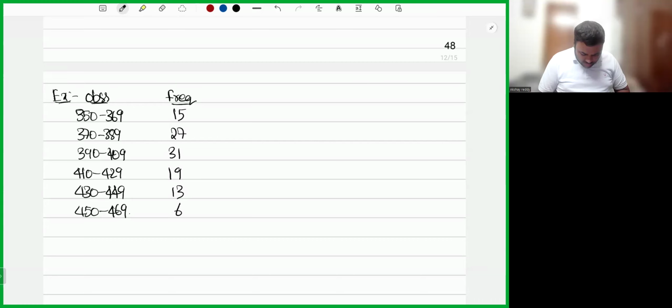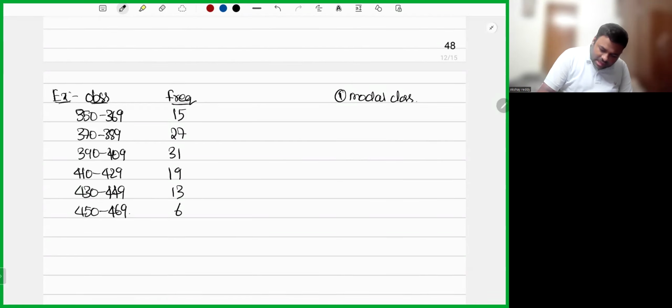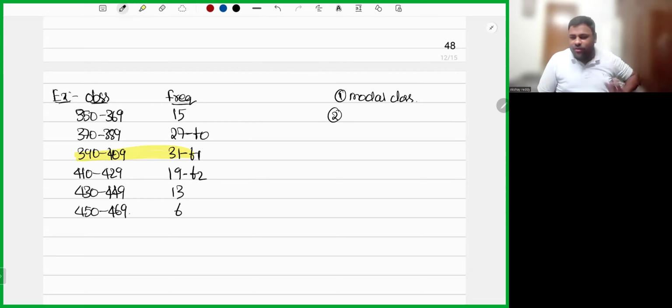Only the modal class I will convert. First step, you need to find the modal class. Sir, what is the modal class? It is where the frequency is highest. Here the frequency is highest. Next, this is termed as F1, F0, F2. F1 is the frequency of the modal class, F0 the preceding frequency, F2 the succeeding frequency.